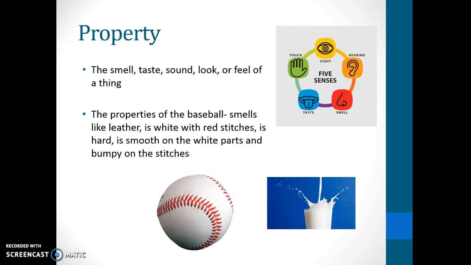A property is the smell, taste, sound, look, or feel of a thing. Think of your five senses. If you can describe it with your five senses, then you're talking about something's properties. So the properties of this baseball are that it smells like leather, is white with red stitches, it's hard, can be a little squishy on the tops, but the inside you can feel is hard. It's smooth on the parts that are white and bumpy over the stitches.